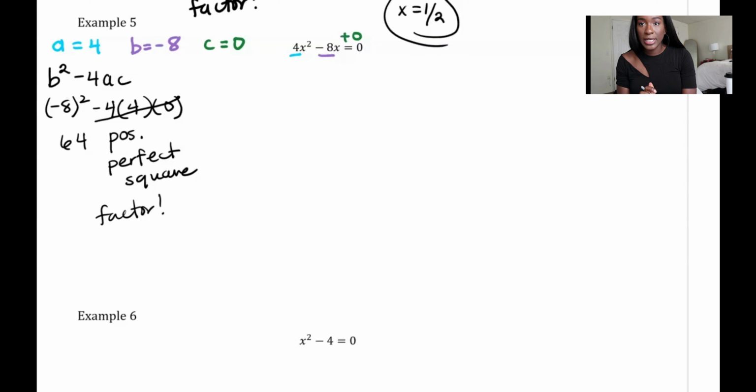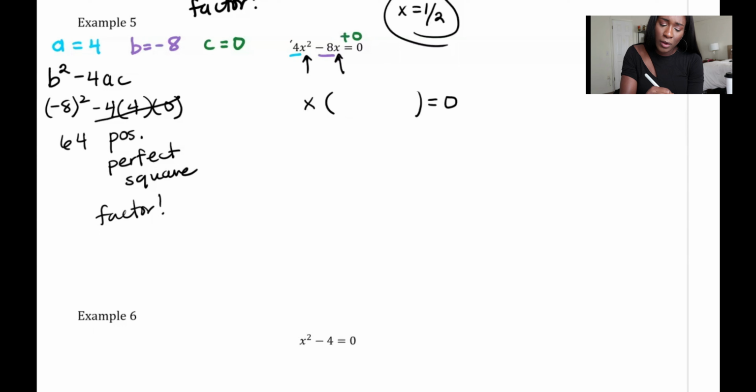So let us factor this. Now in example 5, because there is no C term, it is very, very simple to factor this. There's no constant term to worry about, so if nothing else, we can definitely pull out an x because both of these terms have an x in them. So I know I can pull an x out. Even more so, between the 4 and the negative 8, they have a 4 in common. So I can pull out a 4x. So I have that factored out. On the inside of the parentheses, factoring out a 4x is going to leave us with x minus 2.